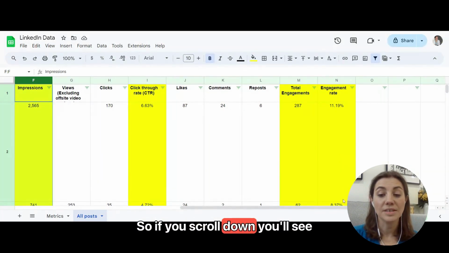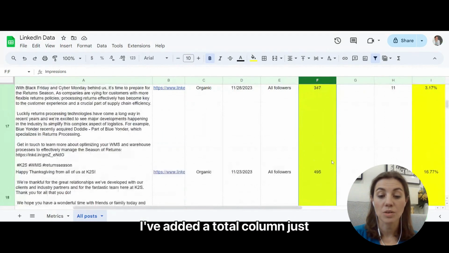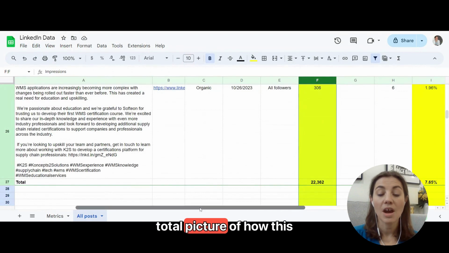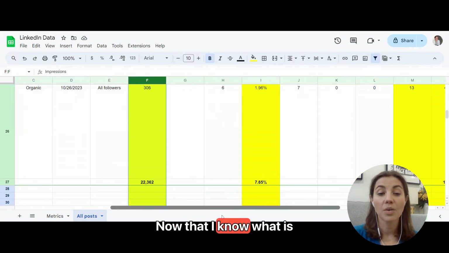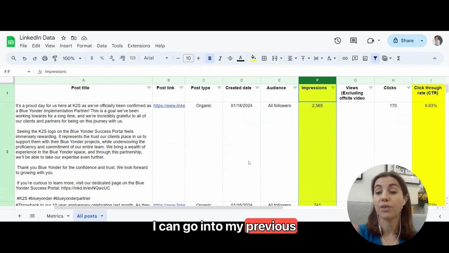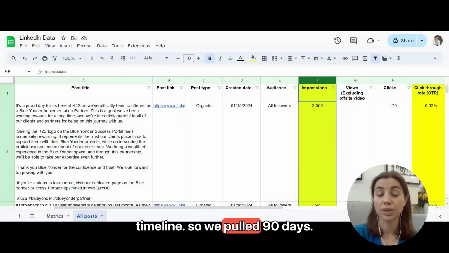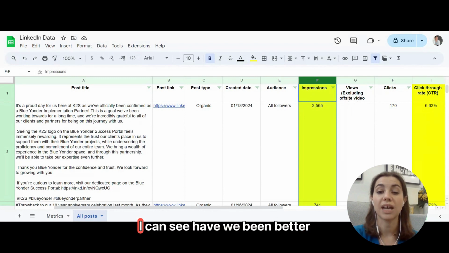So if you scroll down, you'll see I've already prepared this, and I've added a total column just for myself to see what is the total picture of how this content is performing. Now that I know what is the total picture, I can go into my previous report, which should have the same timeline. So we pulled 90 days, so it should also have 90 days. And I can compare those results. I can see, have we been better in impressions?